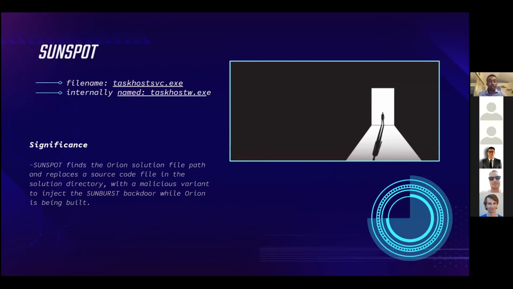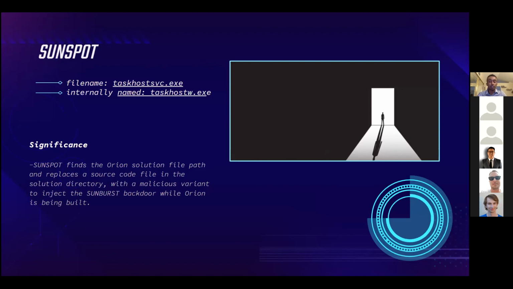Sunspot was identified on a disk with a file name of taskhost svc.exe and internally named taskhost.wexe by its developers. It was likely built on February 2nd, 2020, according to the build timestamp found in the binary, which is consistent with the currently assessed attack timeline that we just previously went over. So Sunspot is malware used to inject the Sunburst backdoor into software builds of the SolarWinds Orion IT management product.